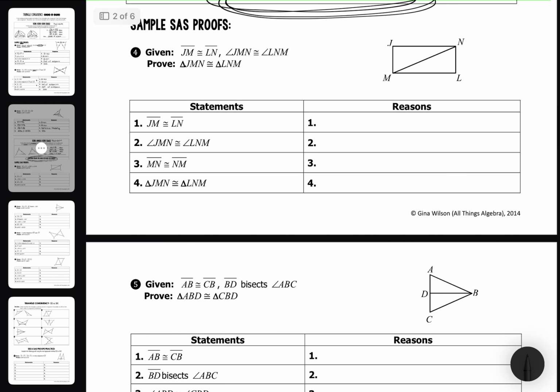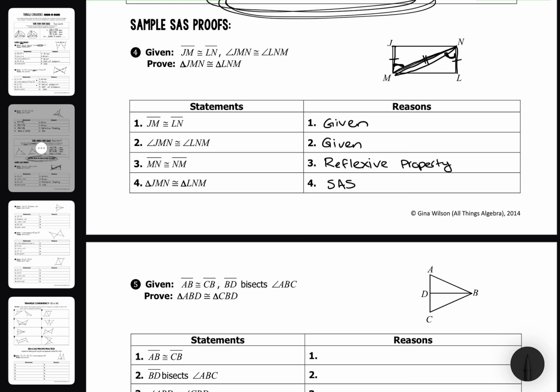Okay, so a couple sample SAS proofs. First step, given: JM is congruent to LN. Next one, given: they're also telling us that angle JMN, this angle over here, is congruent with angle LNM, that angle over there. I see a shared side here, so MN is congruent with itself. That'll be using our reflexive property. Now I have two sides and the included angles, so I can state the triangles are congruent by SAS.